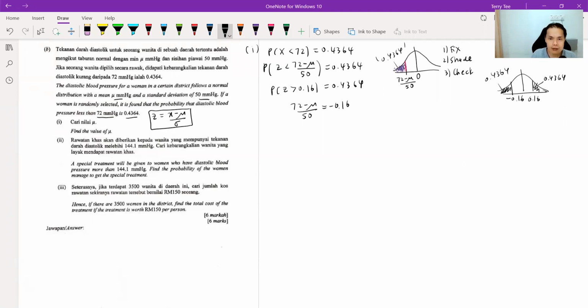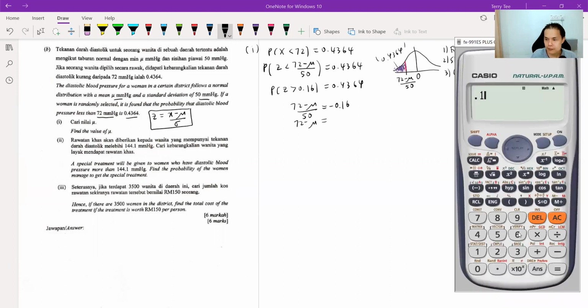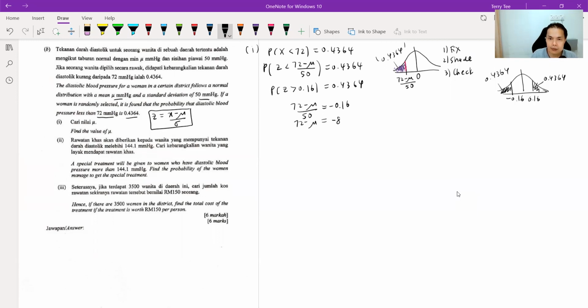Okay, let's multiply 50 over 0.16 times 50. There's a negative here, so it's negative 8. Bring over, mu is 72 plus 8. My mu is 80. Okay, so that is only the first part. Second part: a special treatment will be given to women who have diastolic blood pressure more than 144.1. Find the probability that a woman gets the special treatment. So you must have blood pressure more than 144.1.